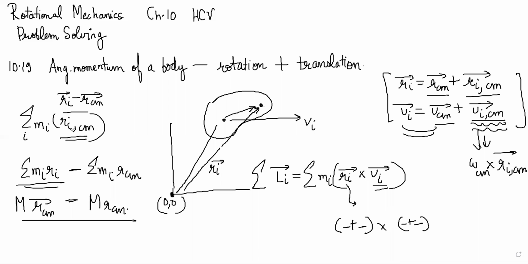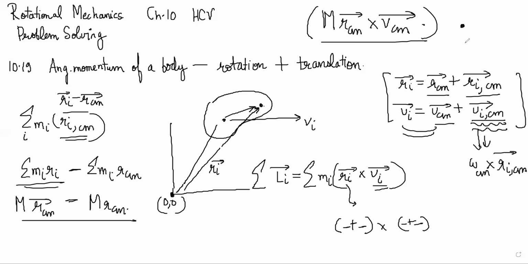Look at the last one. It is simple: total mass M, RCM cross VCM. He is writing R0 and V0, but we are using CM, the velocity and position vector of the center of mass. So this term looks like you are thinking of the whole body as a point particle having mass M, position vector RCM and velocity vector VCM, moving, and you have calculated its angular momentum about this origin.